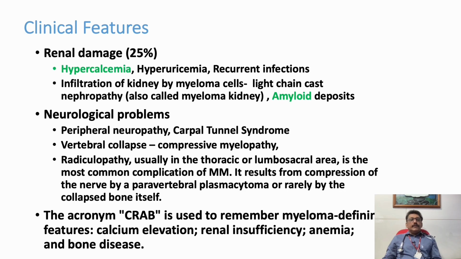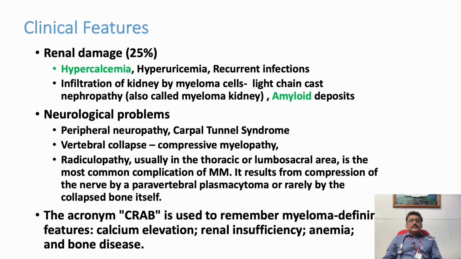Now, renal damage is very, very common in multiple myeloma. It is mainly due to hypercalcemia. Hypercalcemia is the major problem in multiple myeloma, but it is also produced by hyperuricemia, recurrent infections and renal infection, kidney infection, pyelonephritis, and it can also be due to amyloidosis. Amyloidosis is one condition which is present in almost all types of chronic inflammation. Here also it can occur, but the pathology behind this amyloidosis is different from chronic inflammation.